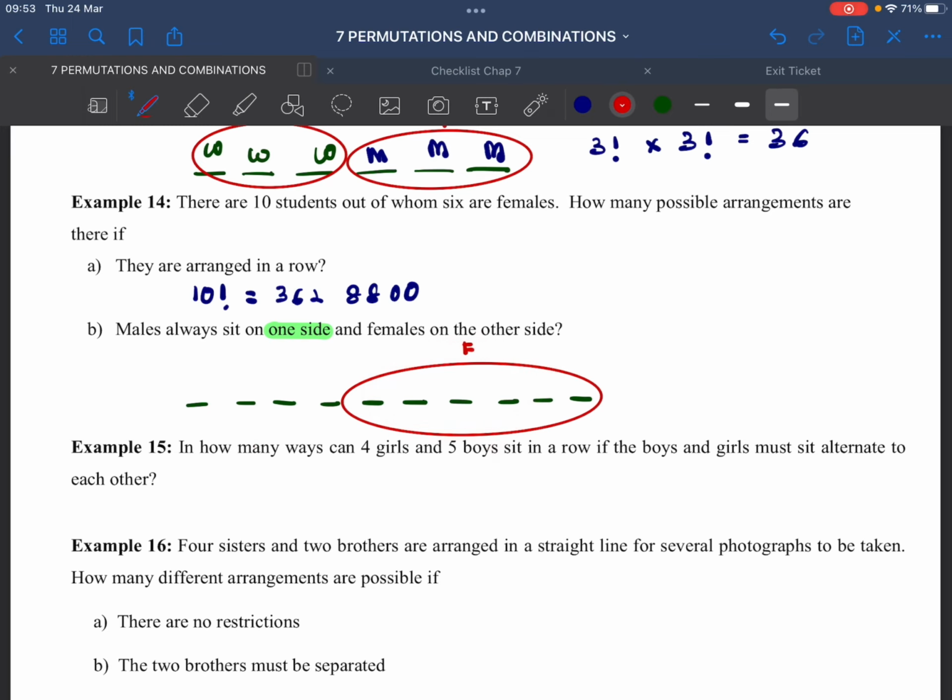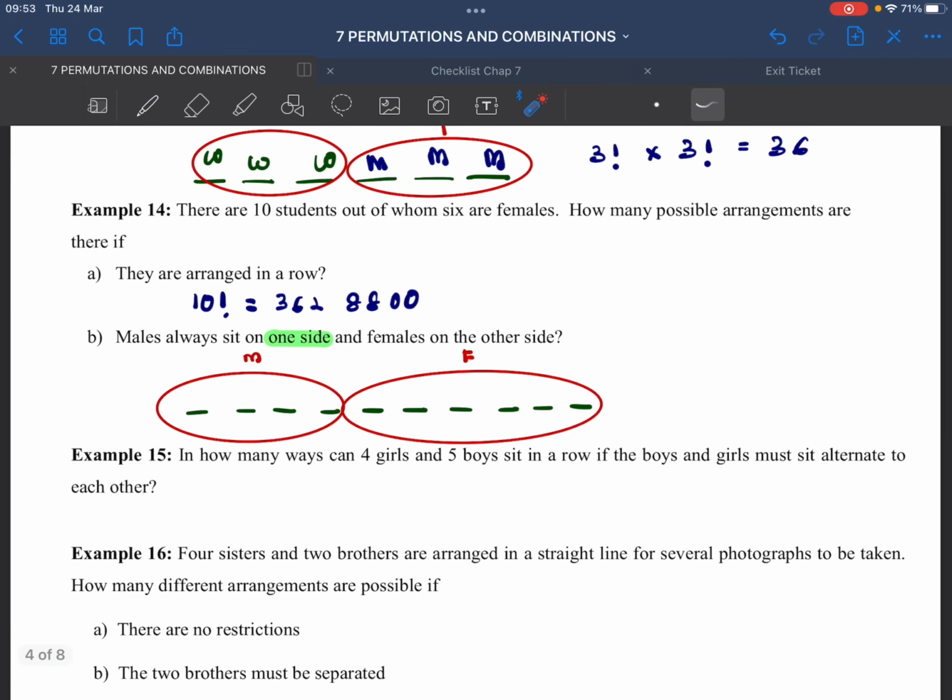Okay. On one side. So, it's either this female can be seated on the left. So, that means this males ni pun kena duduk together juga sebab dia kena duduk sekali. Always sit on one side. Males always sit on one side. Females on the other side. So, this is the male. Okay. So, macam soalan tadi.